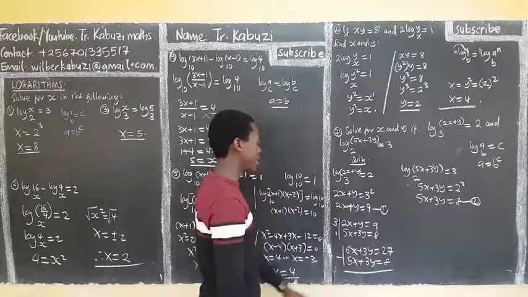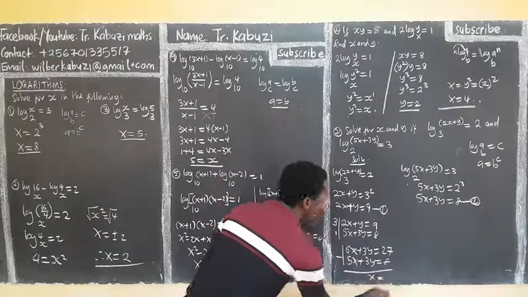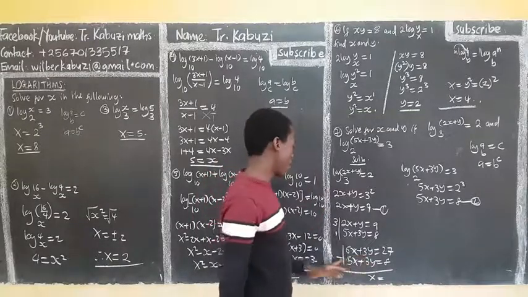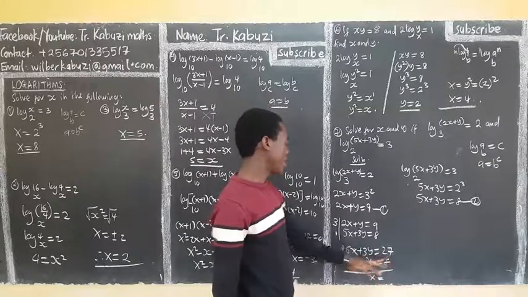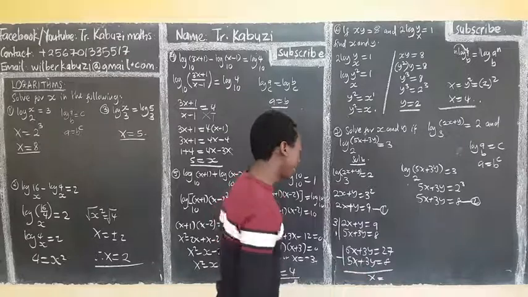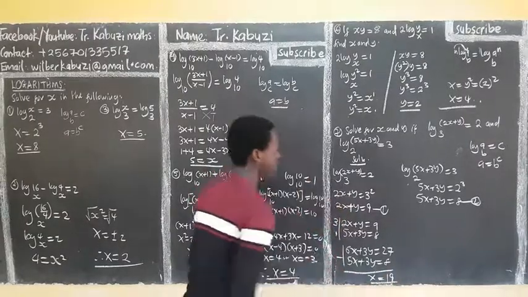Is that the same signs? We subtract. 6x minus 5x, we get x. 3y minus 3y, we get 0. 27 minus 8, we get 19. So x is 19.